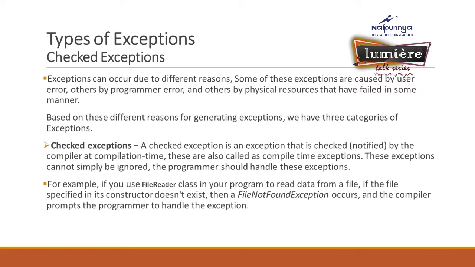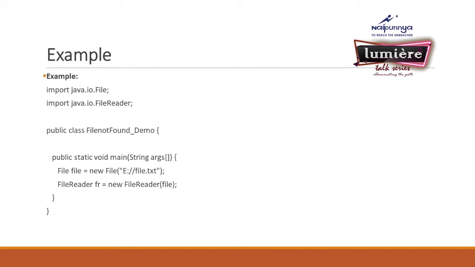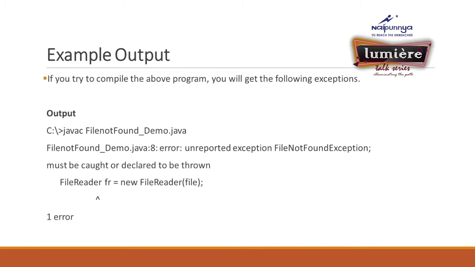I am explaining with an example here. We are trying to open a file. We import the packages java.io.File and java.io.FileReader. Then we start the main function, and inside that we create the file object. Then we open the file in a particular path, but the file does not exist. So if you execute this program, there is no such file to be opened, and this will result in an exception, that is FileNotFoundException.